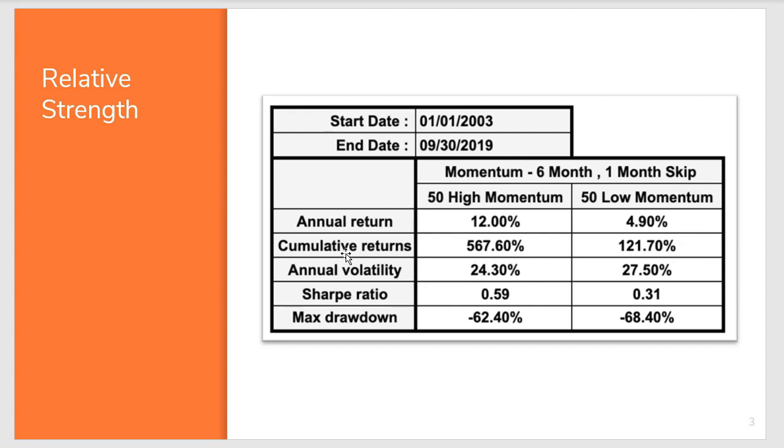As we can see here, and as you already saw in the video about compound interest, these percentages can actually stack up to be quite a bit. So the cumulative returns here, buying the high momentum stock, was 567% over 16 years and only 121% with the low momentum. And we can take a lot of numbers out here. You can see there was a drawdown of 62%, and that was probably in 2008.